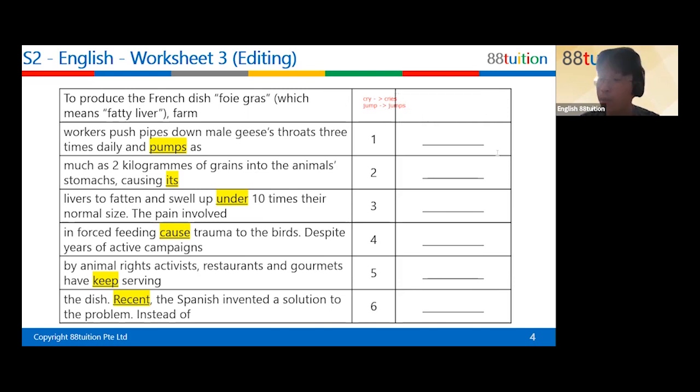But do remember that just because I said simple present tense, it doesn't actually mean that I'm talking about something happening now.